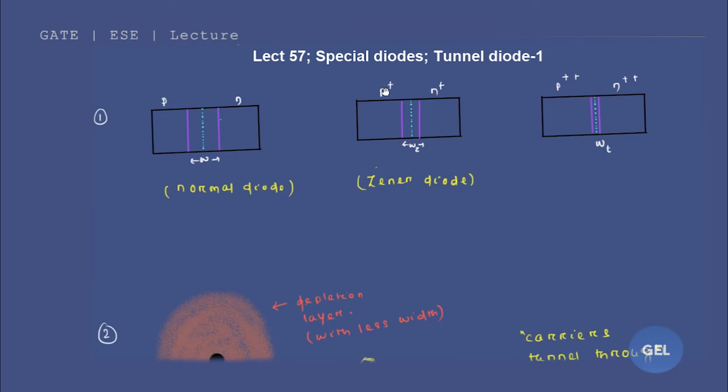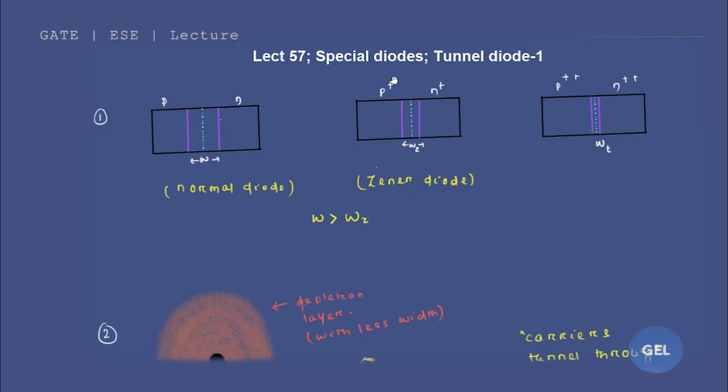Zener diode is nothing but if you increase the dopant concentration, what will happen, sir? The WZ value, the width of the depletion layer, will decrease. So W is greater than WZ.